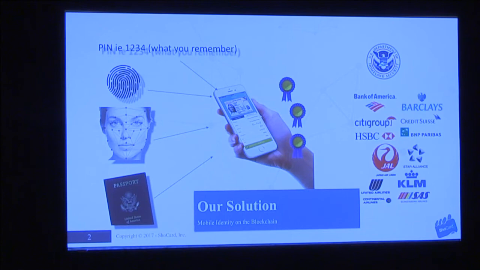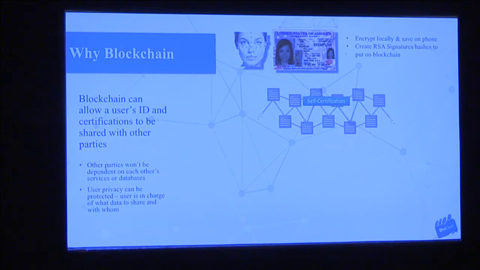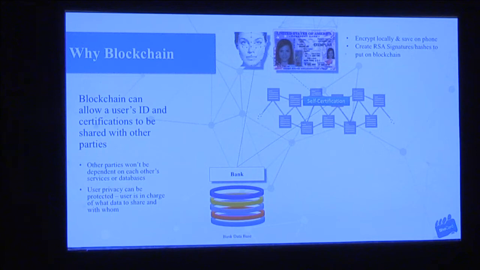The reason that we use the blockchain in the process is you have a user that grabs their biometrics and their ID, they load that up on their mobile device, and the data stays on the device itself. But we put digital signatures, one-way hashes of the data, on the blockchain, and we call that a self-certification. Very simply, when you present that, let's say, to a bank, you can present your data to the bank, and you can prove the ownership of that self-certification through a challenge response because you own the private key that was used to sign it.